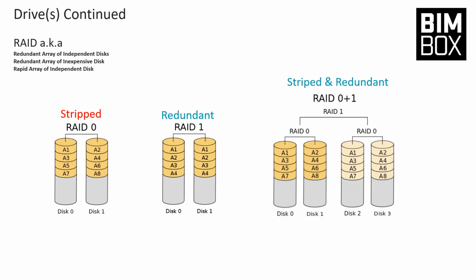A RAID 1 plus 0 or 0 plus 1 is the best of both worlds, right? So you have 4 drives, 2 RAID 0s, and they're mirroring each other. So if one drive fails, you're still having RAID. You get the best of both worlds, right? You get the speed and the redundancy. A RAID 0 can have any number of drives. A RAID 1 has to be an even number of drives. And a RAID 1 plus 0 has to be even number of drives as well.